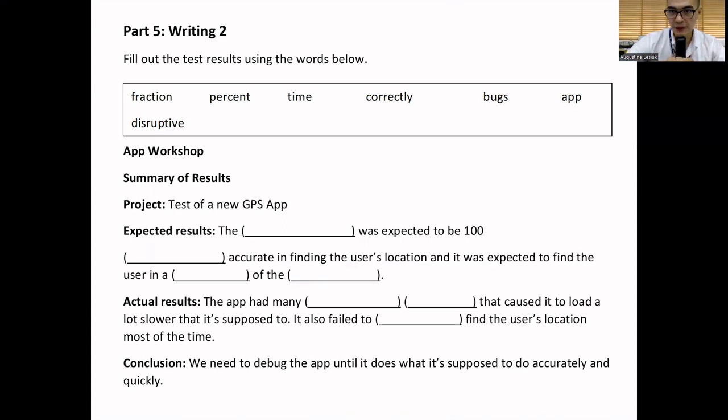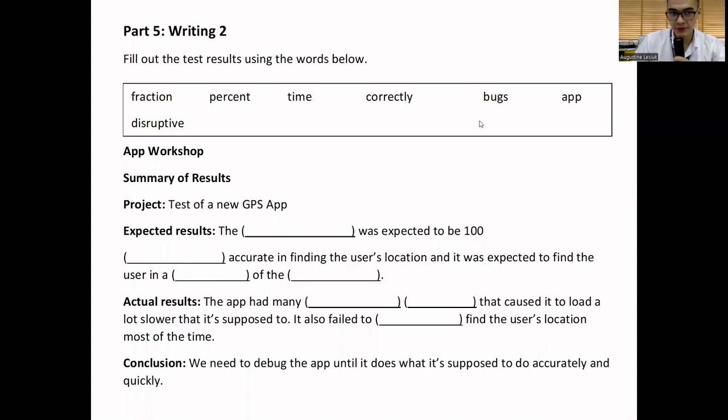For the next writing segment, I want you guys to also fill in the blanks of this summary of results over here using the given words up here. This time we have fraction, percent, time, correctly, bugs, app, and disruptive. So I want you guys to figure out which word belongs to which blank. Pause the video, try it yourselves first. And when you're done, resume the video and we will go through the answers together.